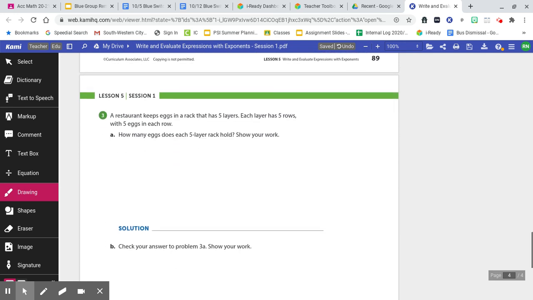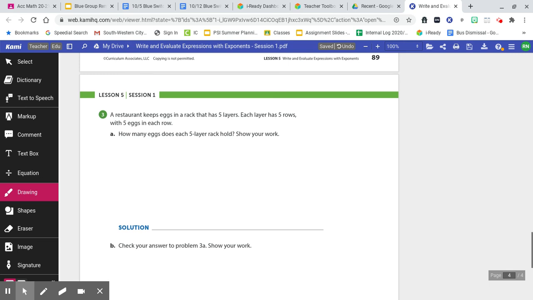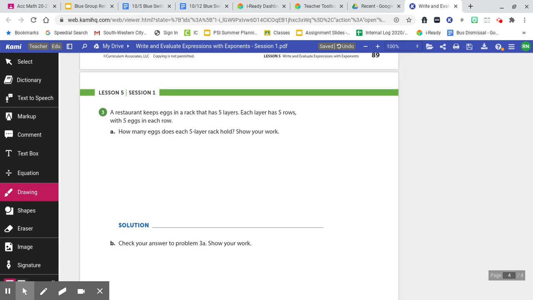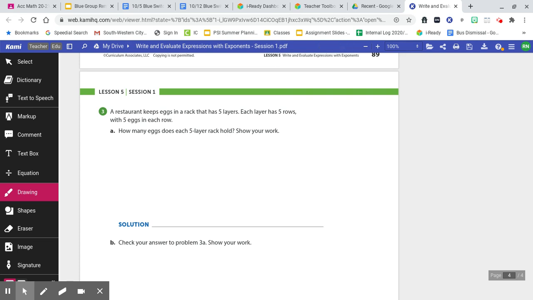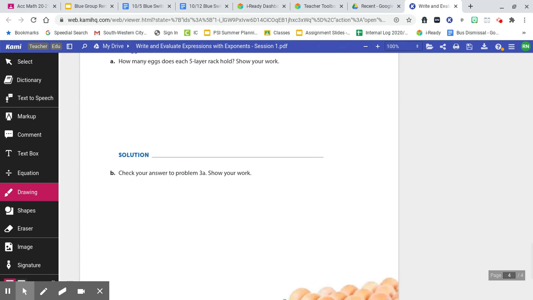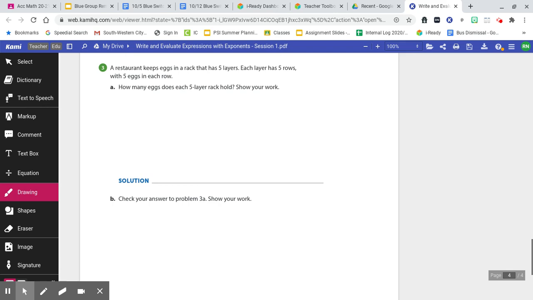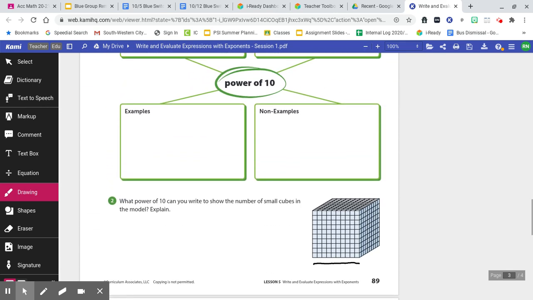A restaurant keeps eggs in a rack that has 5 layers. Each layer has 5 rows with 5 eggs in each row. How many eggs does each 5-layer rack hold? Show your work. This is exactly like the problem that we did together. And then check your answer to problem 3A. Show your work. So you will need to complete those 2 pages by yourself. And hopefully you will bring those all in to me finished.